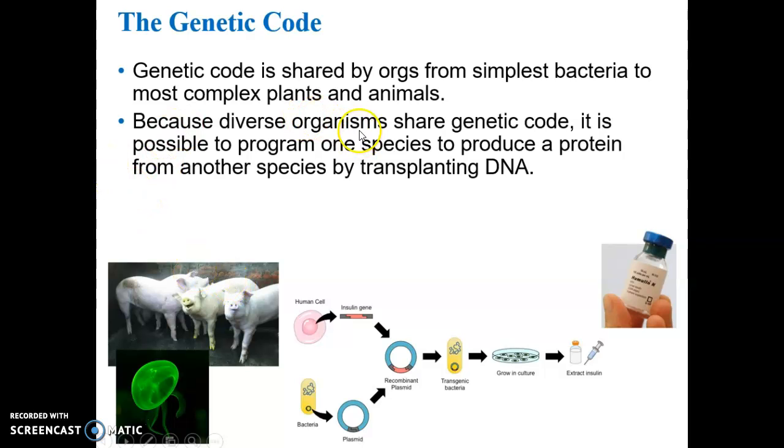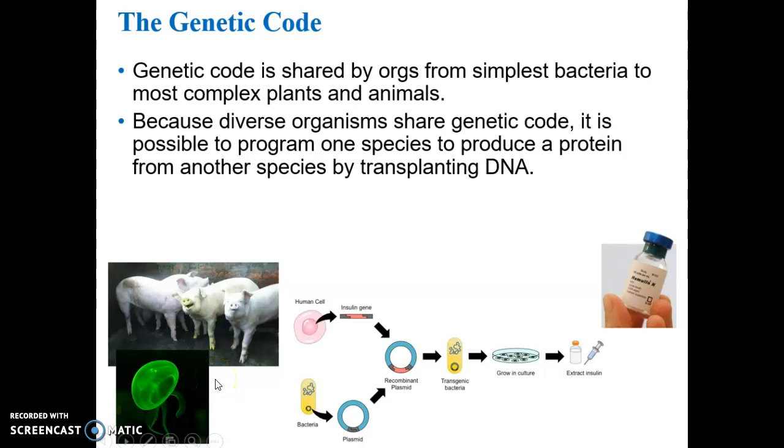So because the diverse organisms of life share this genetic code, it's possible to program one species to produce the protein from a completely different species by transplanting DNA, by genetically altering the genome of organisms. And they've done this in the lab quite a bit. Your textbook talks about glowing pigs, because a gene from a glowing jellyfish has been removed from the jellyfish, first of all, essentially, and inserted into the genome of the pig, and the pig then expresses that gene for a green glowing protein, so you get green glowing pigs.